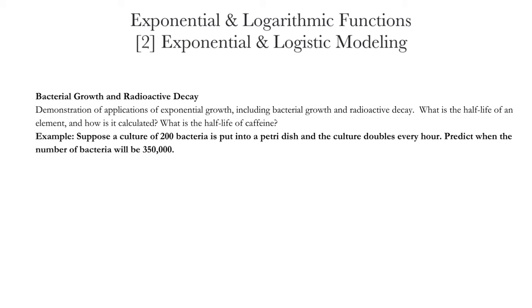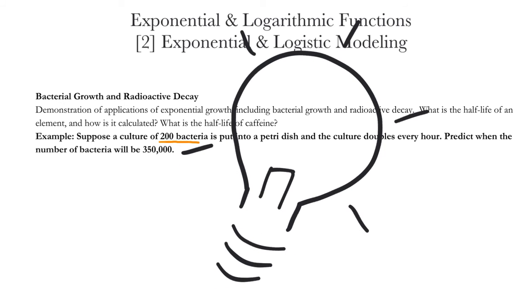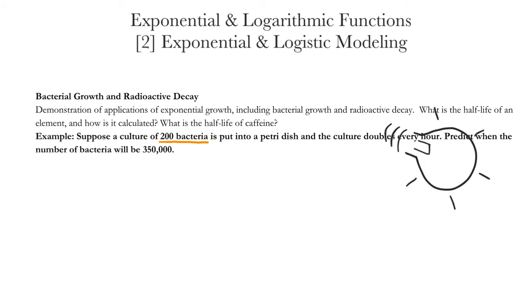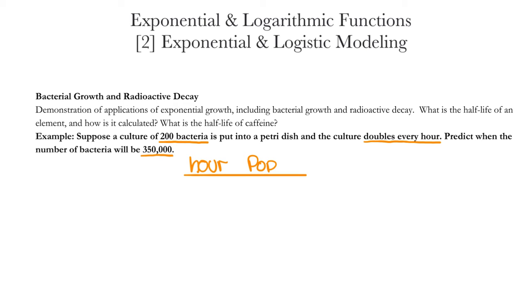As we underline helpful information in this example, let's think about how we would start the prediction process. 200 bacteria, that's helpful. Doubles every hour, that's helpful. And 350,000. That's what we're shooting for. From my perspective, there are two approaches to this problem: playing with numbers and working with a model. So let's play with numbers first. I'm setting up a table that includes time in hours and population of the bacteria.